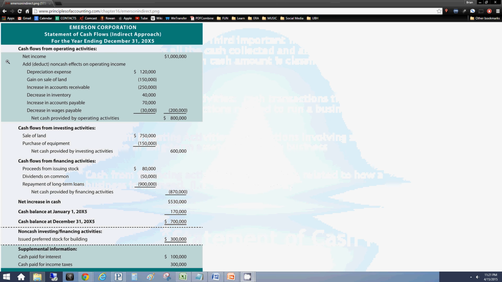Here is an example of a cash flow statement. You have the cash flow from operating activities, which is your net income of $1,000, and then you would add or deduct anything on operating income, so depreciation expense or gain on sale of land, which is minus, increase in accounts receivable, decrease in inventory, increases in account payable, decrease in wages, and you get net cash of $800,000. Your cash flows from investing activities. Well, you sold the land of $750,000. You purchased equipment of minus $150,000. So your net cash from investment activities would be $600,000.